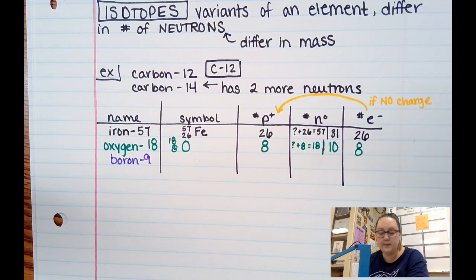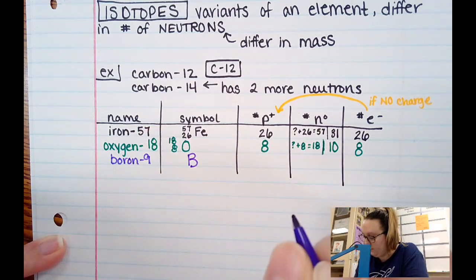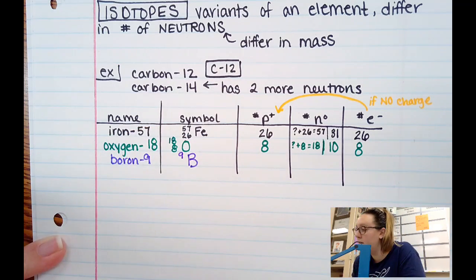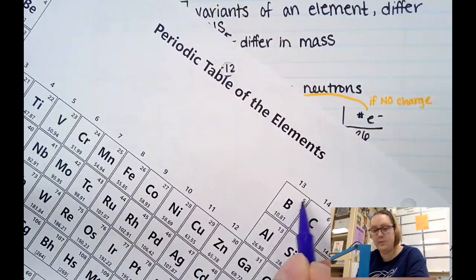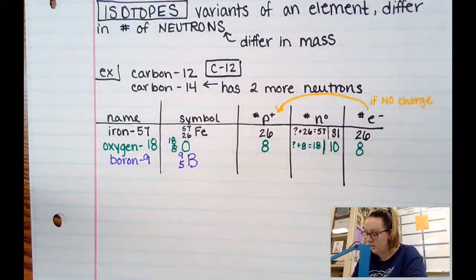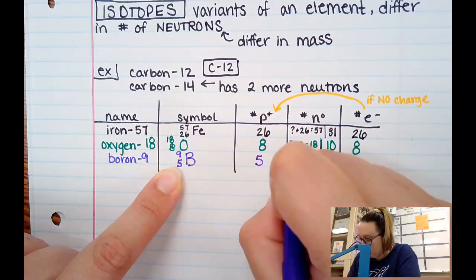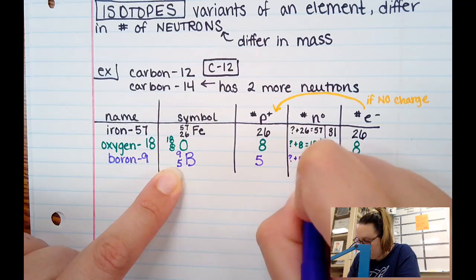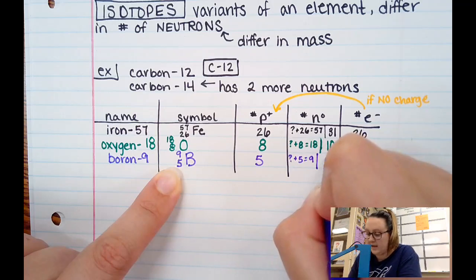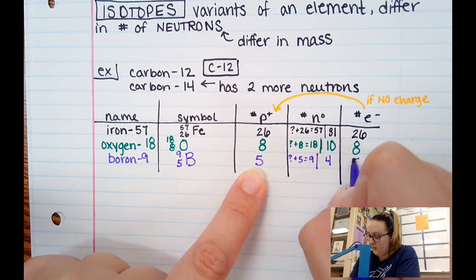You go ahead and do it, and let's check our work. B for boron, it has a mass of 9, atomic number 5. I got that from the periodic table. Number of protons, 5. Neutrons, what plus 5 is 9? And the answer to that is 4. Number of electrons, same as protons, 5.